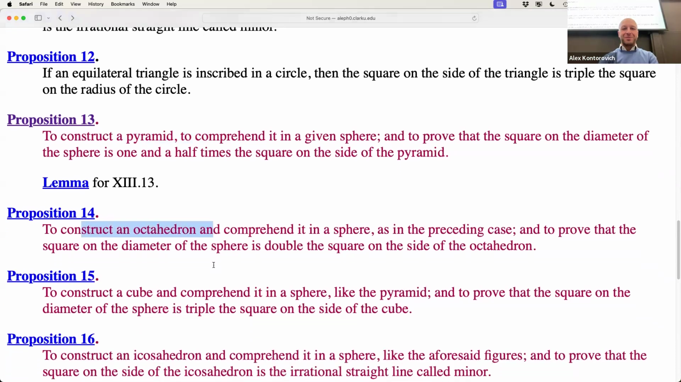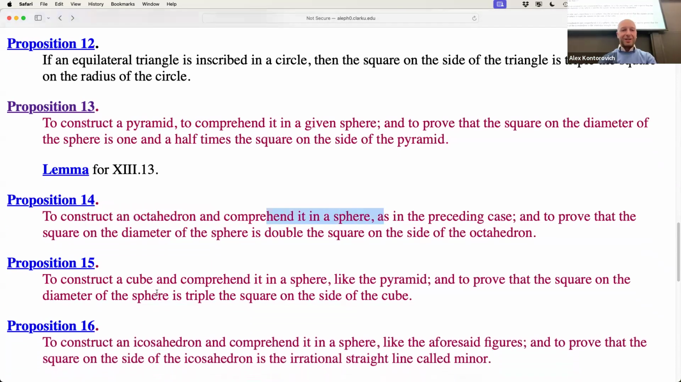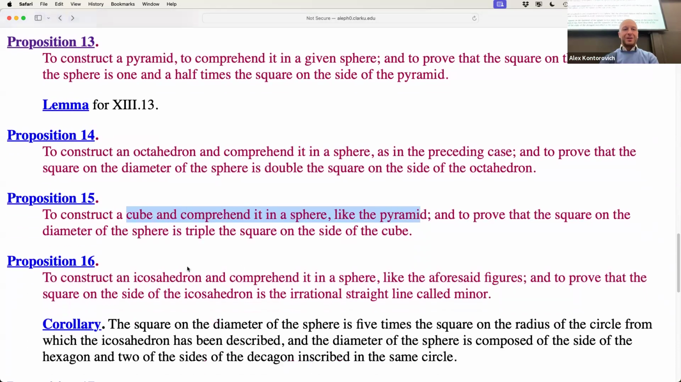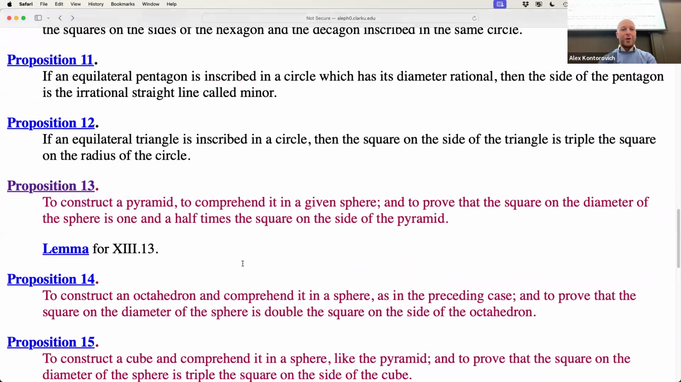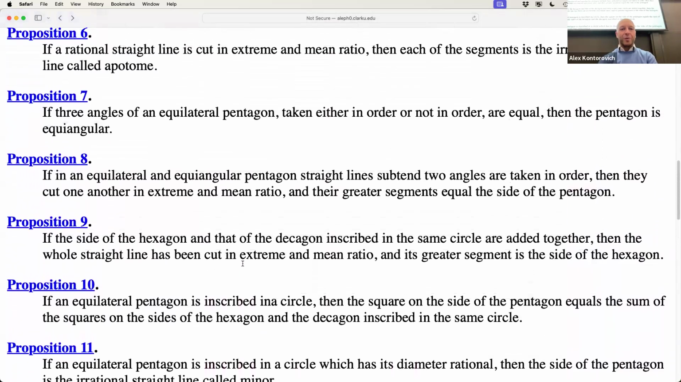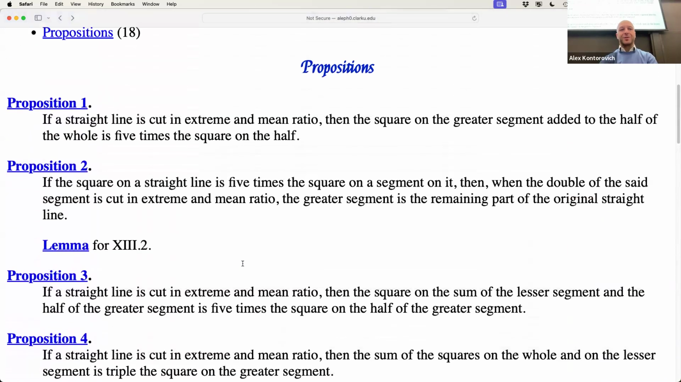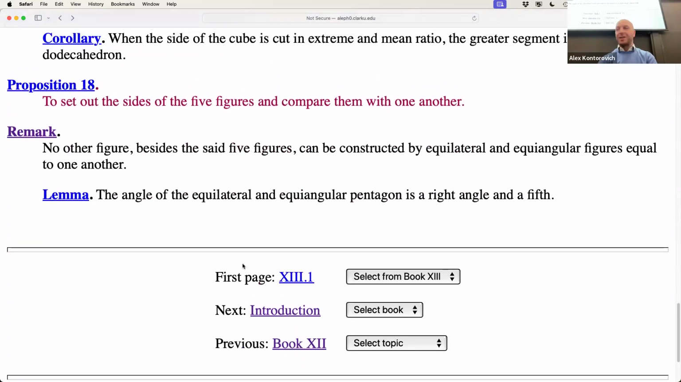Then the octahedron, and comprehend it in a sphere, to construct a cube, to construct the icosahedron, and finally the dodecahedron. So he constructs them one by one. Then he shows that they're the only ones possible, and that's the remark.